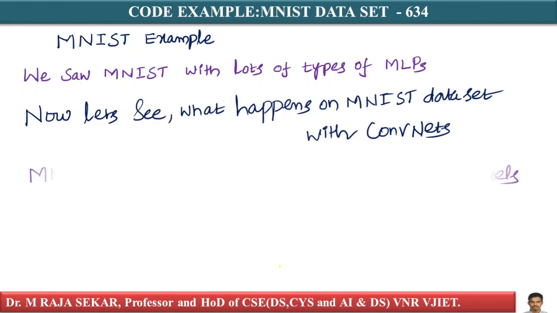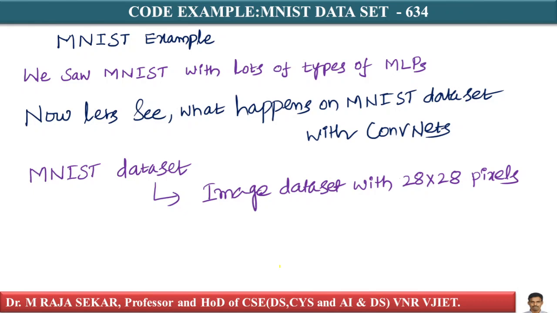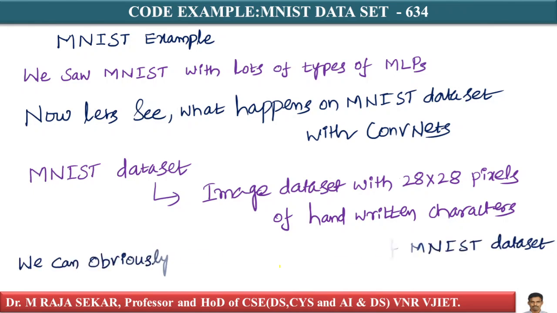Remember, the MNIST dataset is an image dataset of size 28 by 28 pixels. Just try to recall, these are handwritten characters. Since it is an image dataset, we can obviously use convolutional neural networks on top of it.